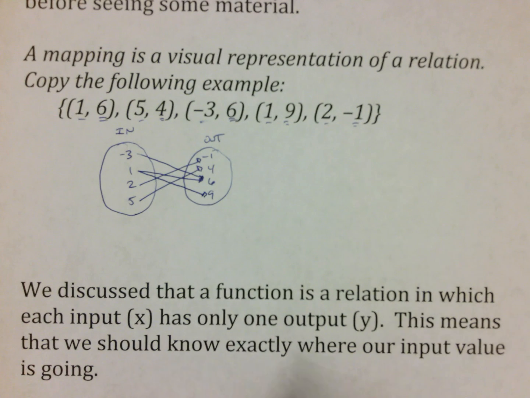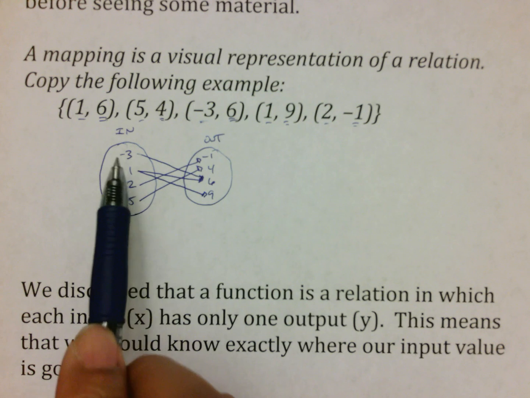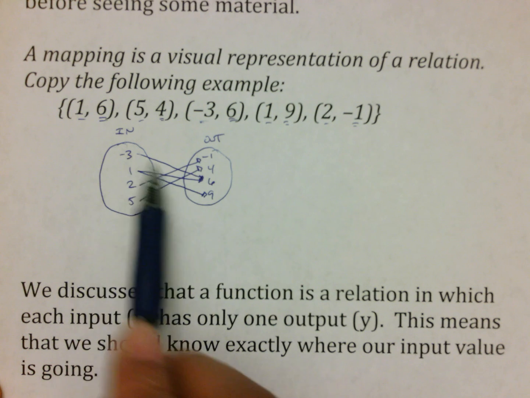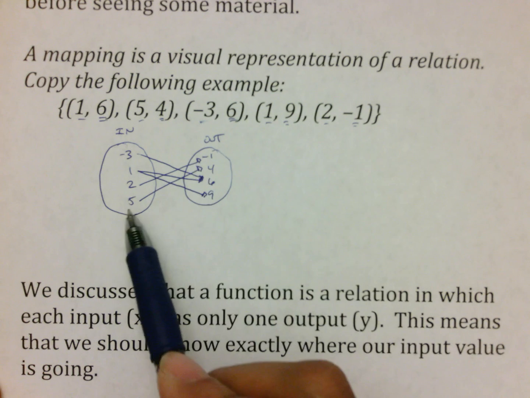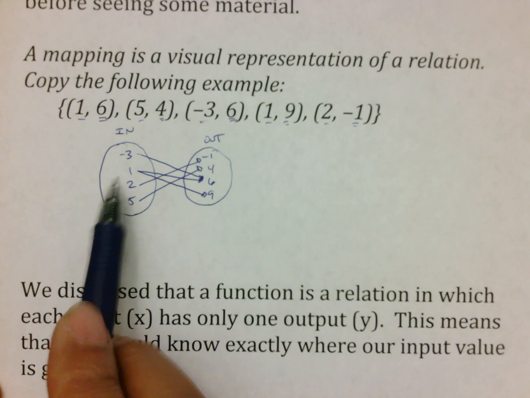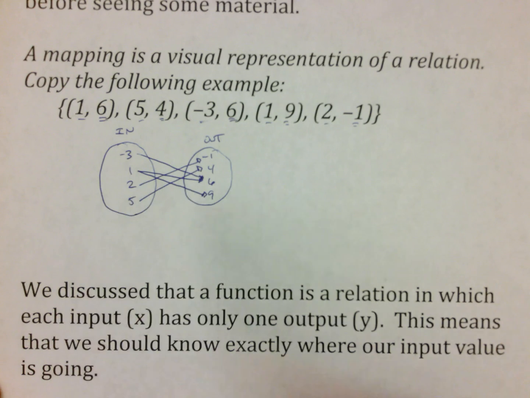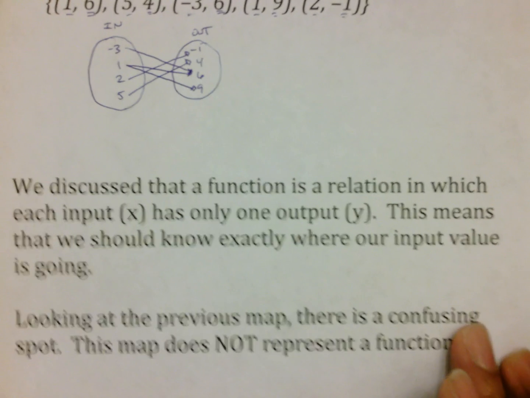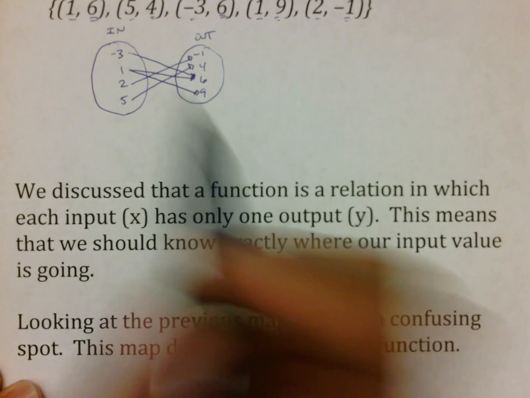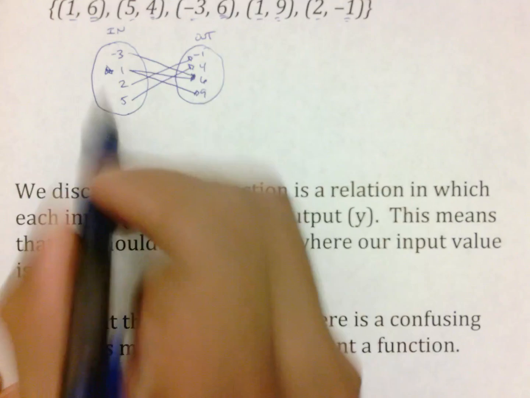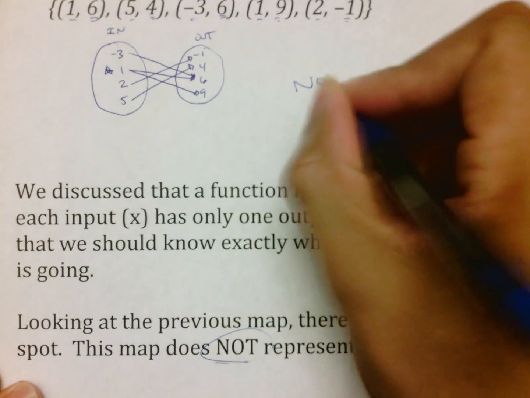What we discussed yesterday is that a function is a relation where each input only has one output, and that means we should know exactly where our output is going. So looking at the previous map here, if I want to know where -3 is going, I know it's going to 6. If I want to know where 2 is going, I know it's going to -1. I know 5 is going to 4. The problem is that 1 is going to either 6 or 9, and because that one value is confusing, it means it's not a function. Again, because this number here leads to two different values, this is not a function.